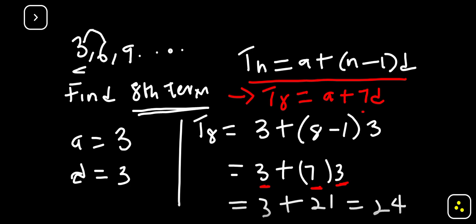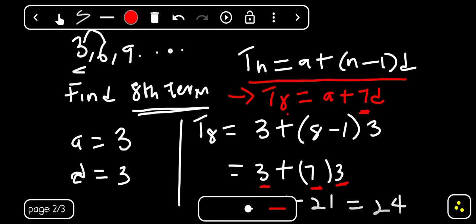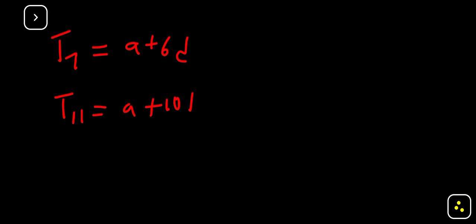So basically, you can find any term this way. The value attached to D must always be one less than the term you're looking for. So if you have to find the 7th term, it is going to be A plus 6D. If you have to find the 11th term, it is going to be A plus 10D, and just like that. All right, so this information is good.